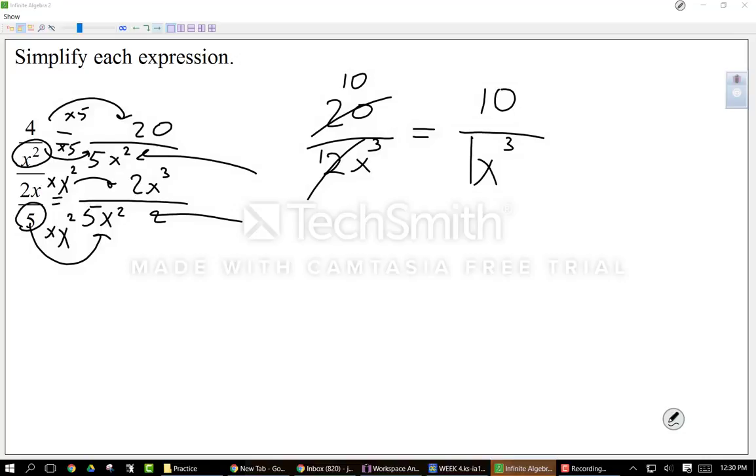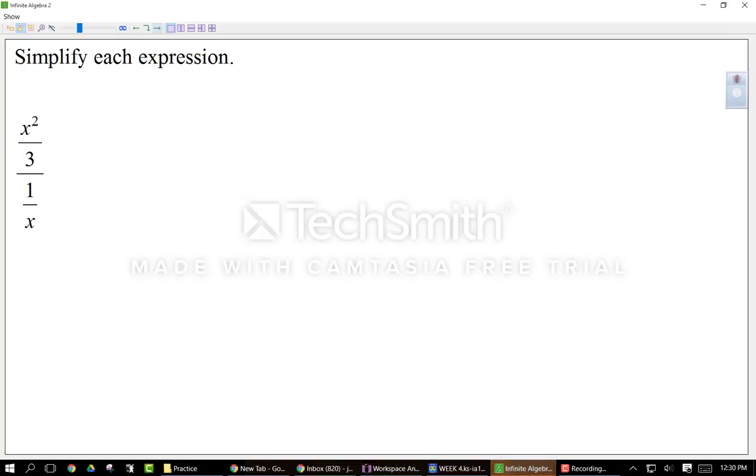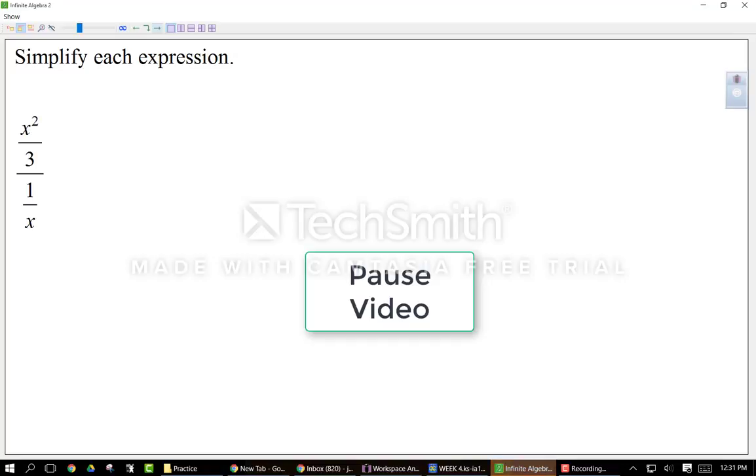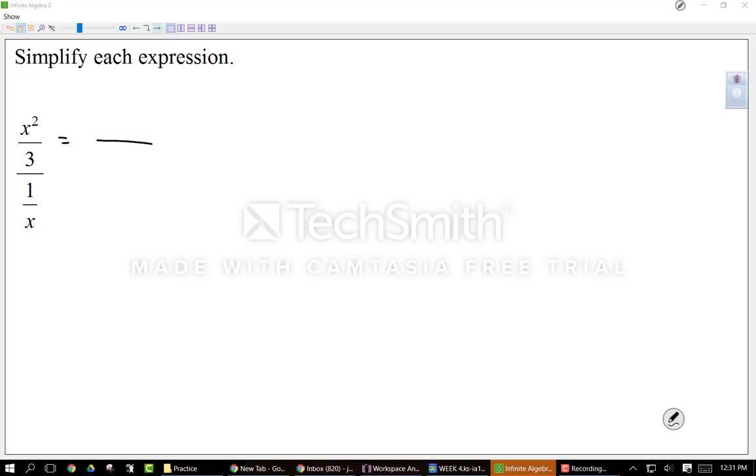If you want to, you can put the 1 there. That's fine also. Go ahead and try this particular problem. Again, pause the video and then hit play once you get done. So common denominator we know is going to be 3x. So 3 times what is 3x? That's times x. That gives me x to the third. x times what is 3x? Times 3. 3 times 1 gives me 3.